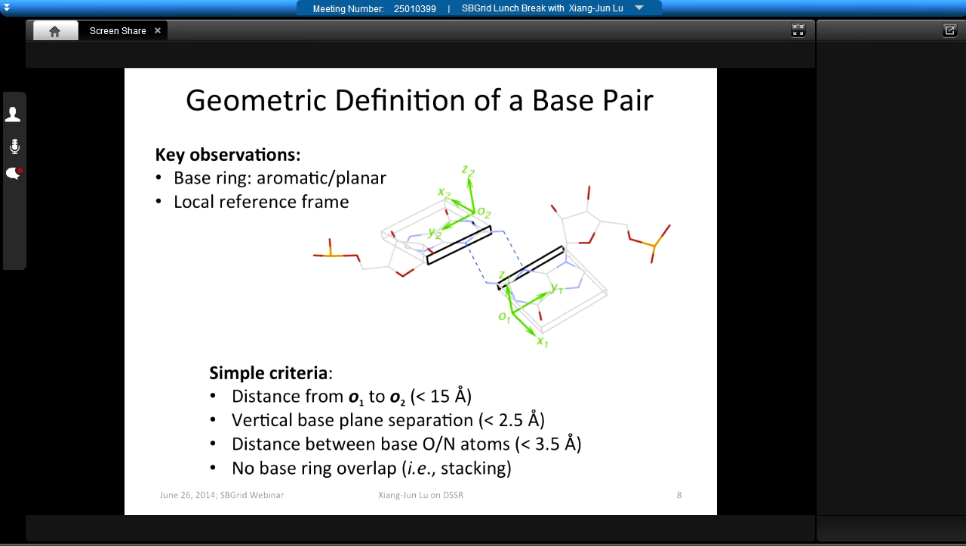Then we choose some very simple geometric criteria. For example, the distance between the origins is less than a certain cutoff. If two bases are far off, it can't be a base pair. Then there is also vertical separation. If they are too far away vertically, it's not base pairing. And also we insist on the distance between oxygen and nitrogen, which allows the potential to form a hydrogen bond. Also, there should not be base ring overlap. This is to avoid stacking.